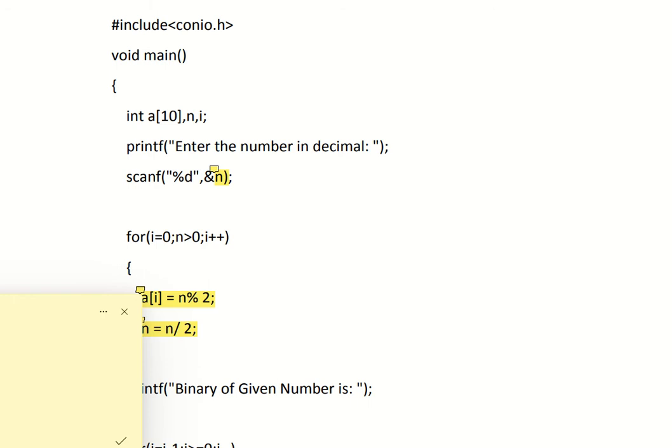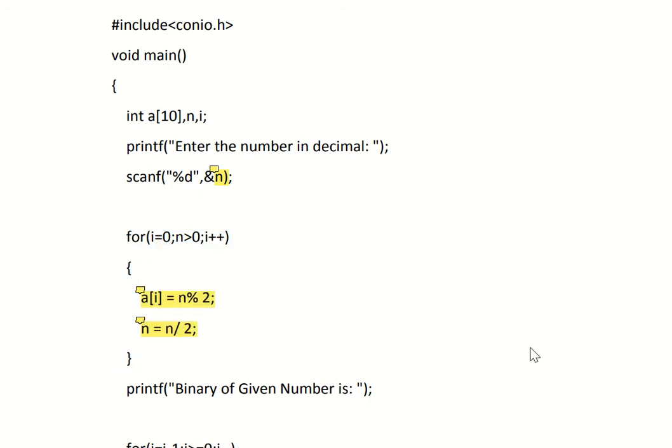When it comes to 1 modulo 2, remainder is 1 only. Okay. Then n is equal to 1 divided by 2. In that case, you will get n equal to 0. Okay. Close this bracket. I plus plus. Now the value of I is 4. But here n greater than 0. Current value of n is 0. So 0 greater than 0, the condition is false. So come out from this for loop.